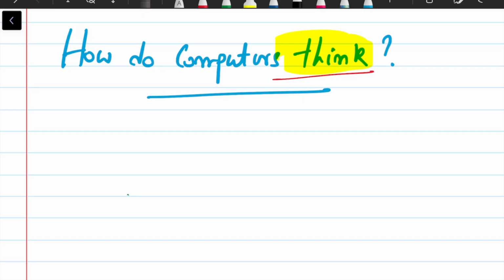So in this video, I'm going to mainly cover two things. First is that first principle understanding to answer this question, how do computers think? And second is building a mind map of various topics which comes under the umbrella of digital systems.